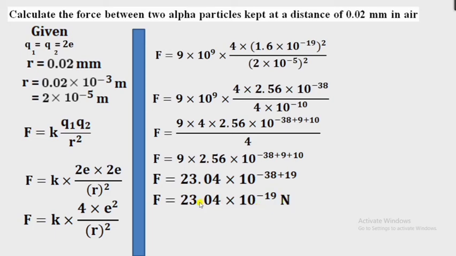So now we can shift this point out here to write it in the standard form. So this is the standard form, and you are getting 10 out here, so it will be minus 18 Newton. So this is the total force between two alpha particles kept at a distance of 0.02 millimeter in air.